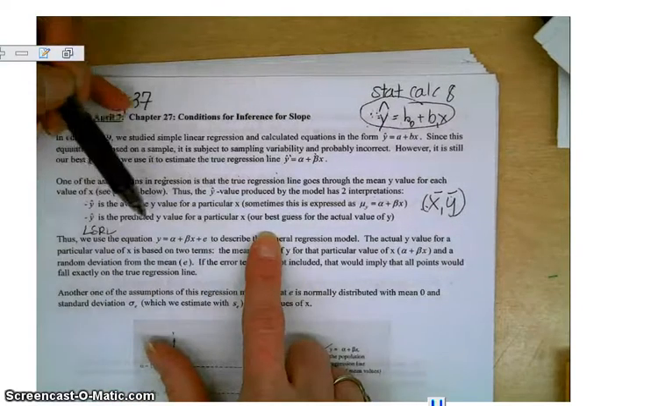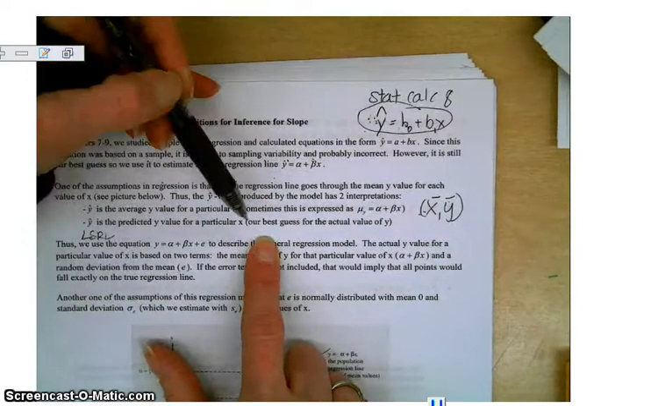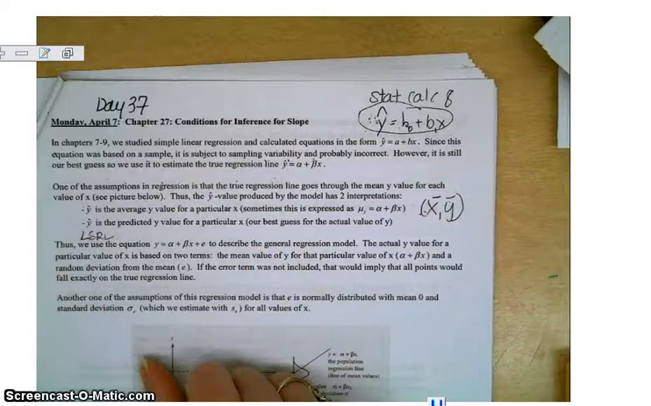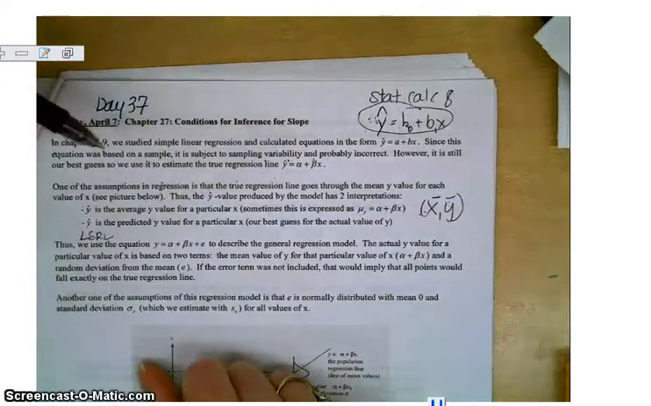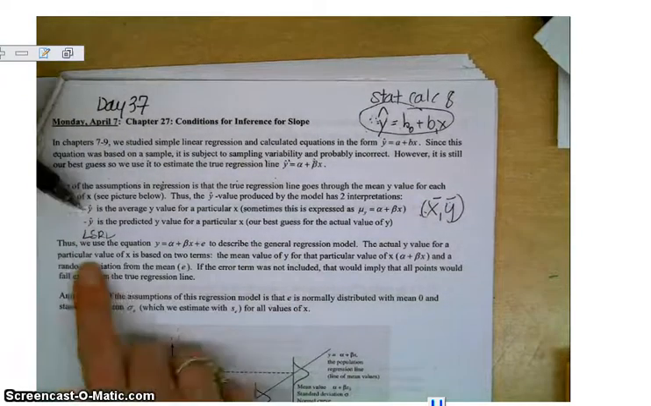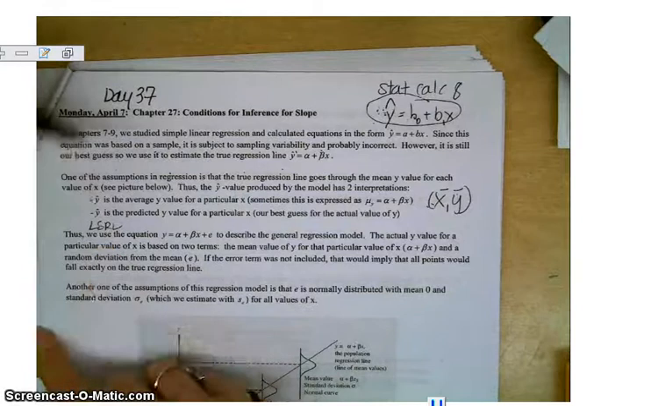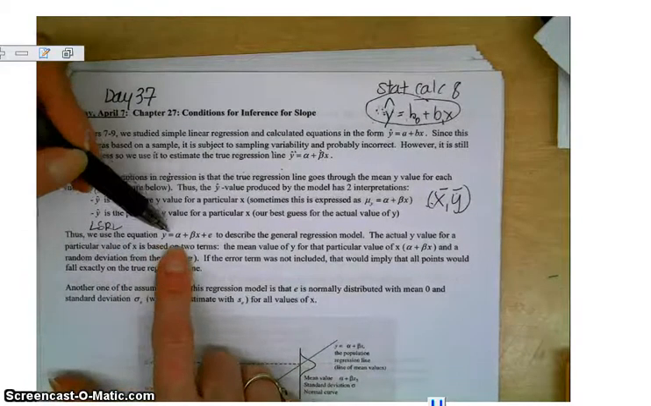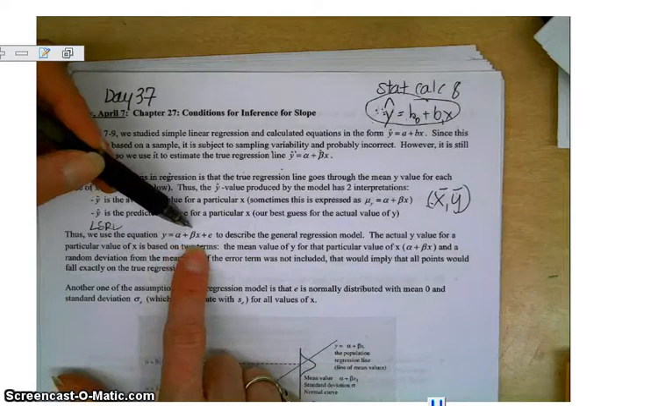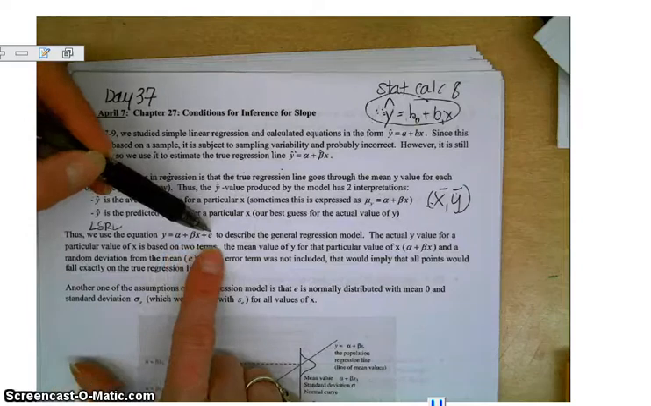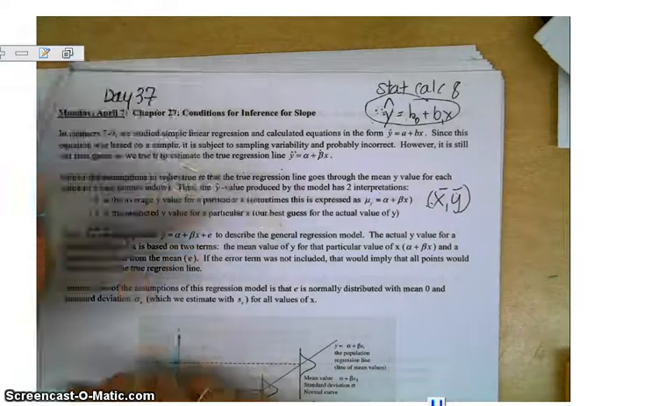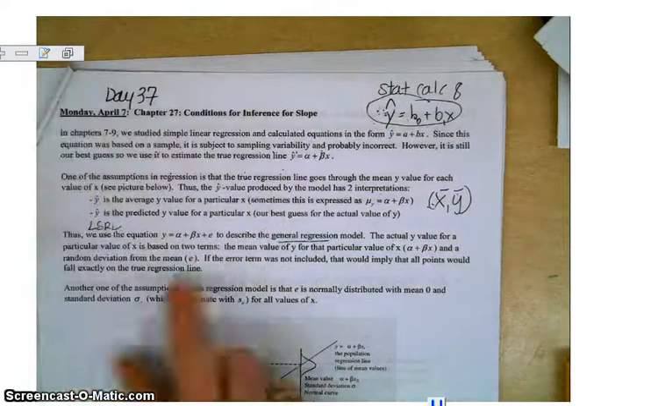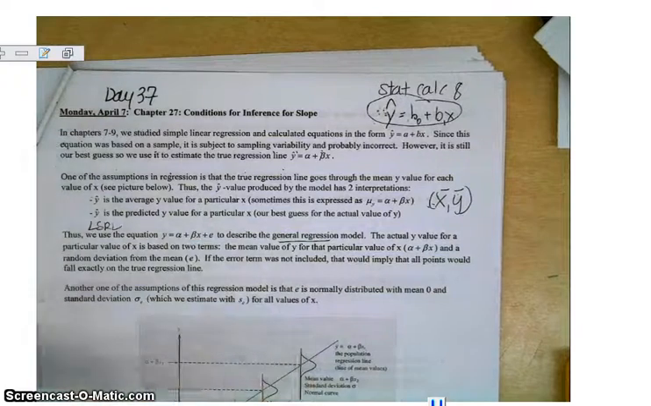This, in other words, the y value we get from here is the best guess for the value of y. So those are 2 interpretations for the y hat on our least squares regression line. Thus, we use the equation y equals alpha plus beta x plus e to describe the general regression model. We'll talk about e in a second here.